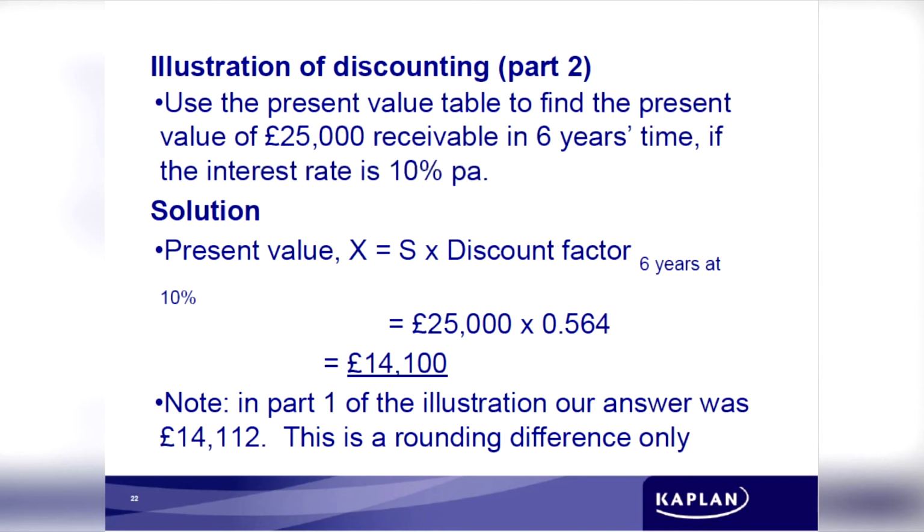It's easy, just look up 10%, then follow down that row until you get to where it says n equals 6, and you'll find that the discount factor is 0.564. So our present value is simply 25,000 times 0.564, and you get £14,100. That's the present value. We did the same calculation before using the formula, and it gave us 14,112.